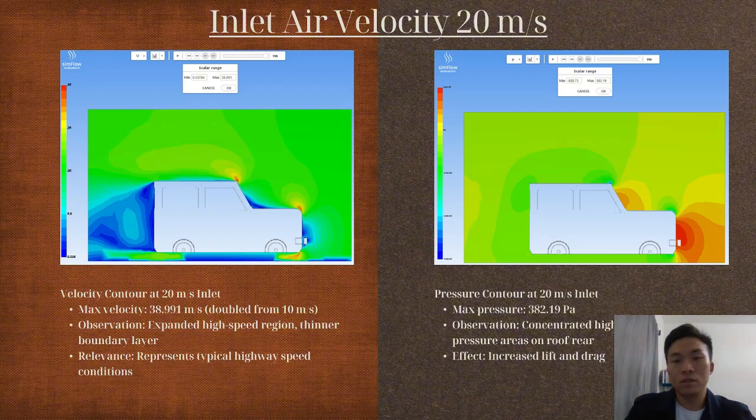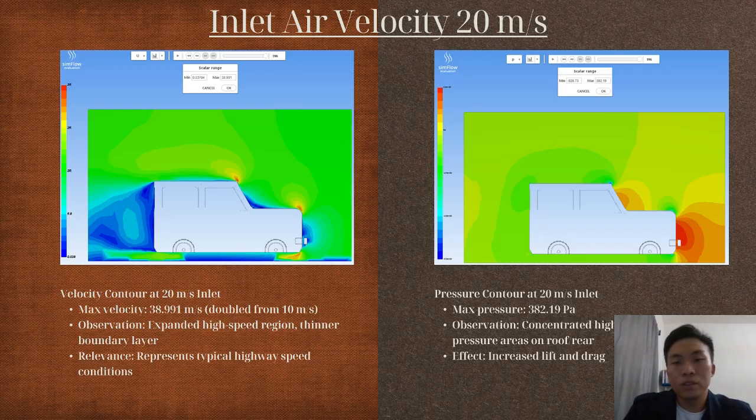with the maximum velocity doubling to 38.991 meters per second. The high-speed region of the road expands and the boundary layers become thinner, indicating increased aerodynamic loading and shear force typical of high driving speed.